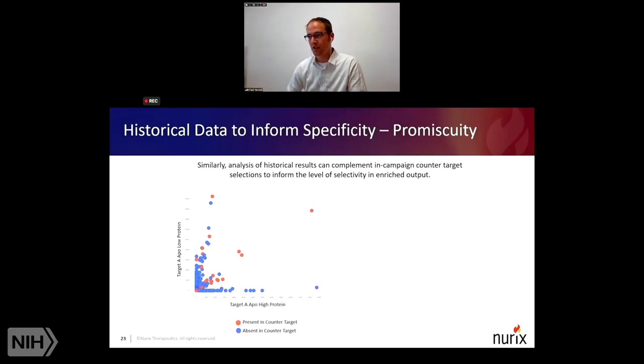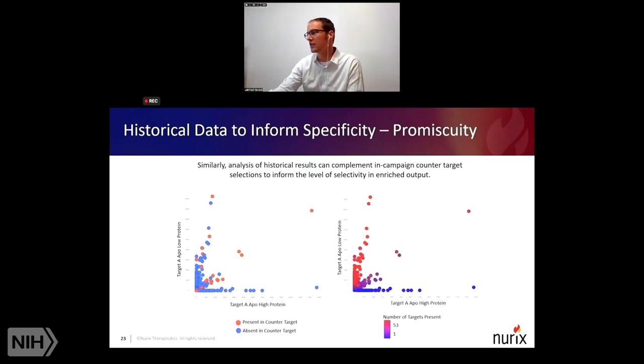But if I take the same data set and contextualize it not just with the in-campaign counter target, but with the entirety of our historical selections against all targets, I get a very different picture. This is showing me that indeed many of these points that we had initially assumed to be very specific for our target of interest are actually highly promiscuous, showing up in up to 53 different targets from our historical collection. And so by considering this historical data, we can further contextualize our selection output and really focus on the compounds and features which are going to be more likely to be specific for the target we care about.